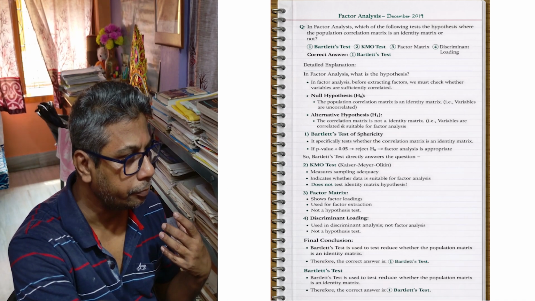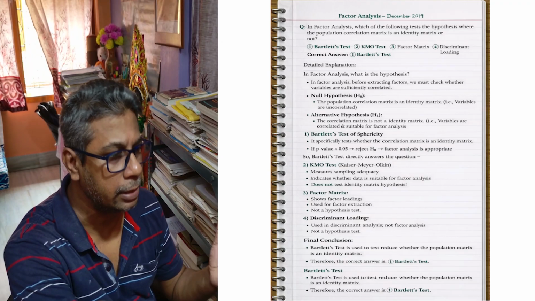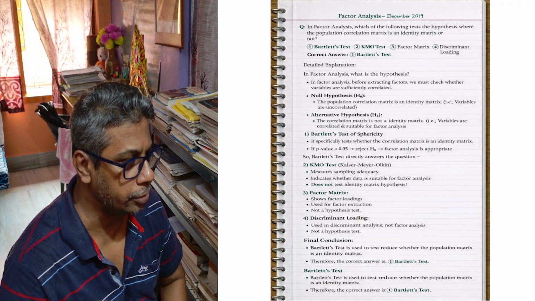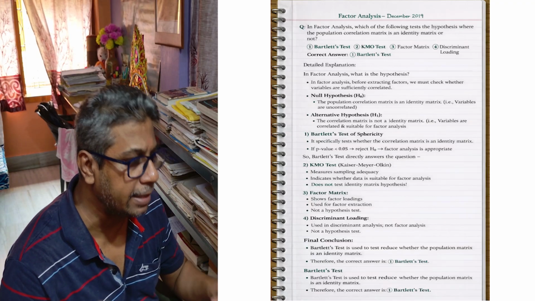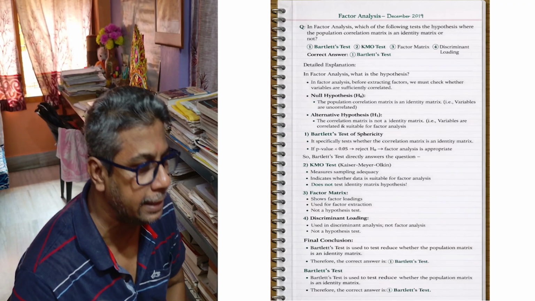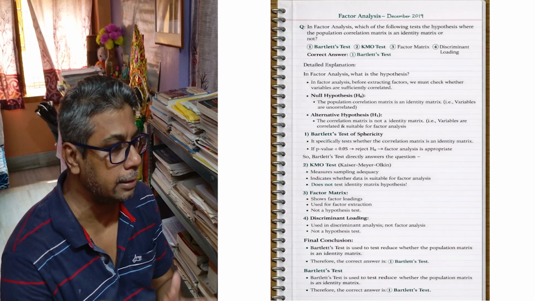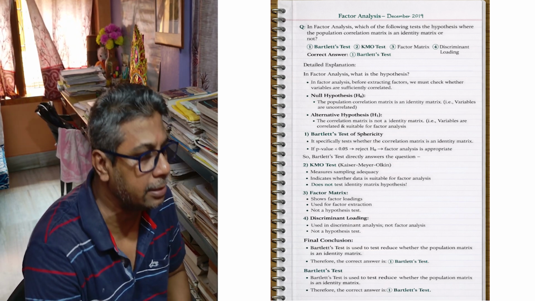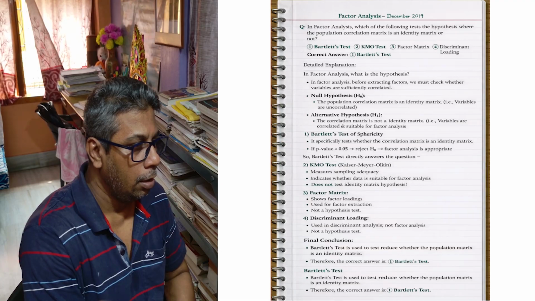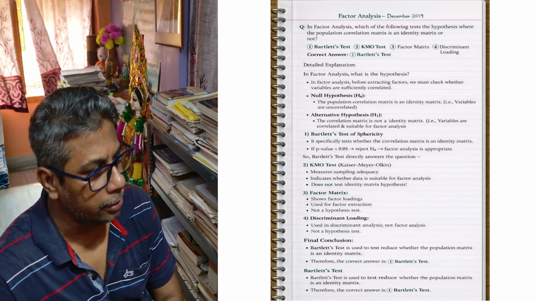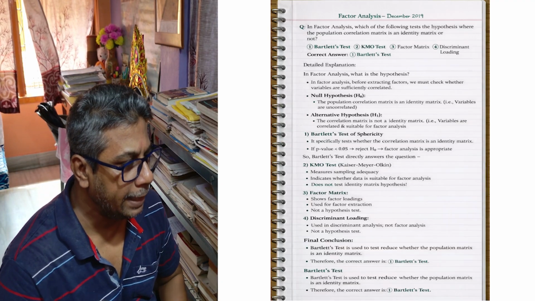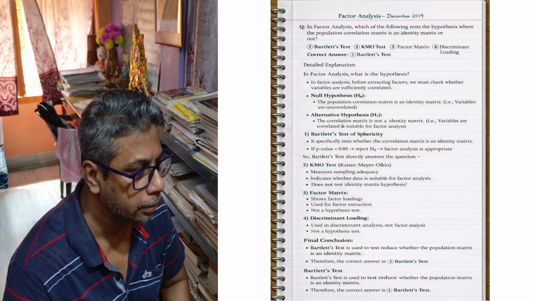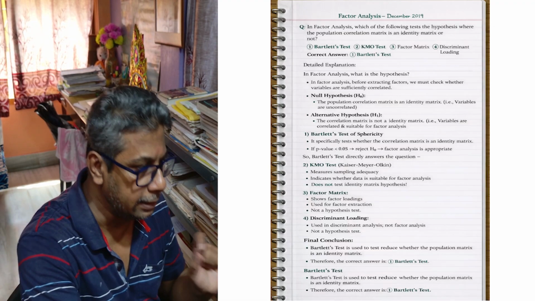Next, in December 2019, UGC also provided a question from factor analysis. The question is: in factor analysis, which of the following tests the hypothesis that the population correlation matrix is an identity matrix or not? They have given four options: Bartlett test, KMO test, factor matrix, discriminant loading. The correct option is the Bartlett test.